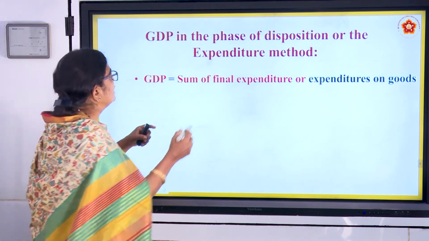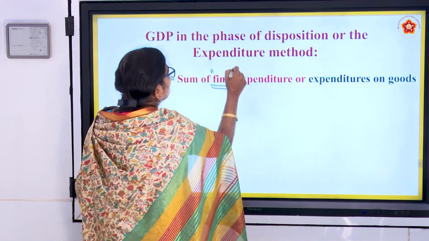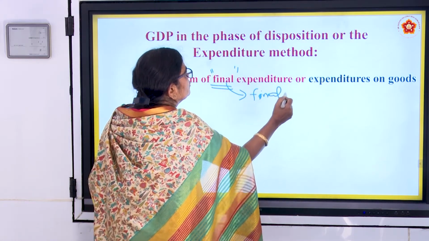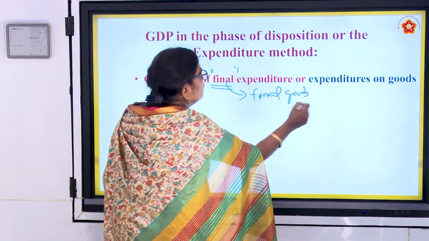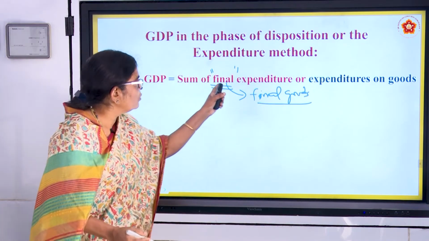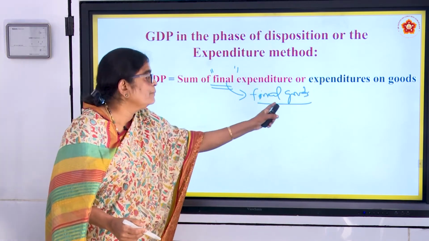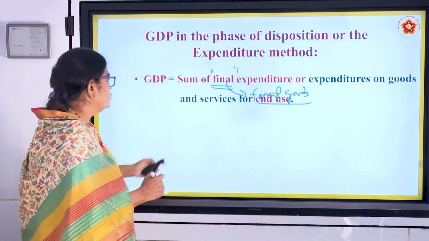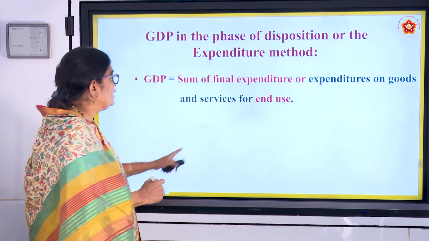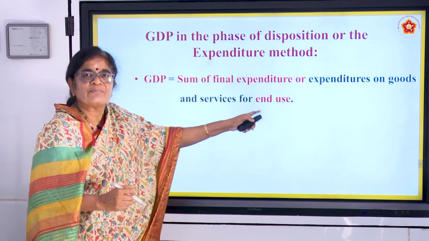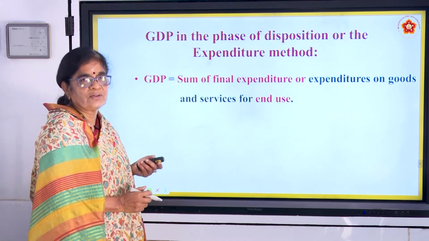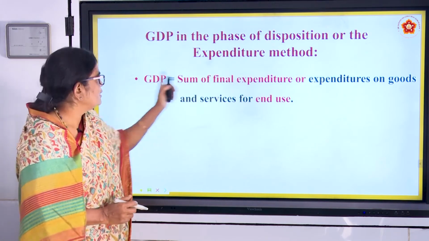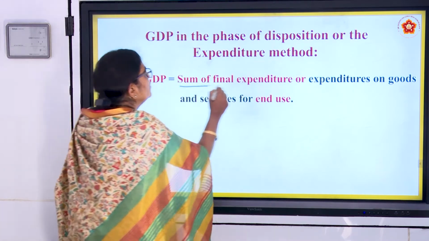Why is it called final expenditure? Why do we call it final? It only takes into consideration final goods, not intermediate goods. Therefore, expenditure on final goods is what is called final expenditure, not on intermediate goods, but on goods and services only for end use. End use means it is final goods, not intermediate goods. I hope you understood. Therefore, GDP by the expenditure method is nothing but the sum of final expenditure.